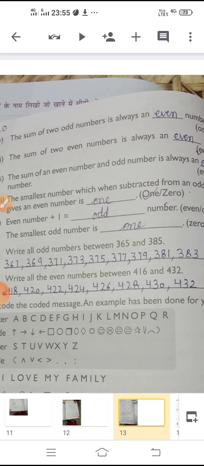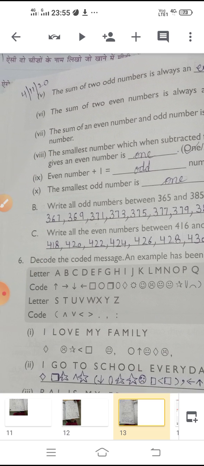Or if we are adding two even numbers, what will we get? Yes, we will get an even number. For example, 2 plus 4 is equal to 6. 4 plus 6 is equal to 10. So they are even numbers.